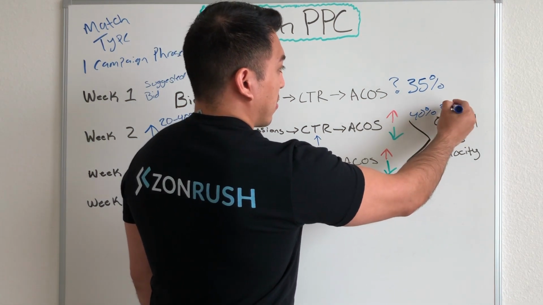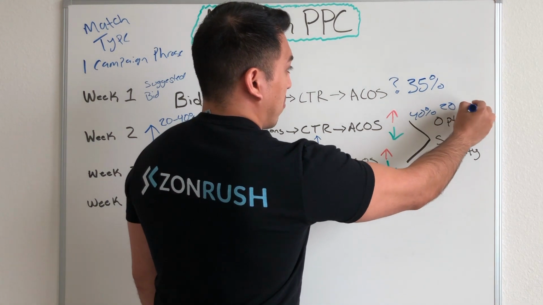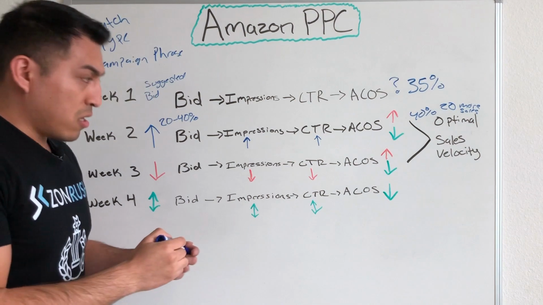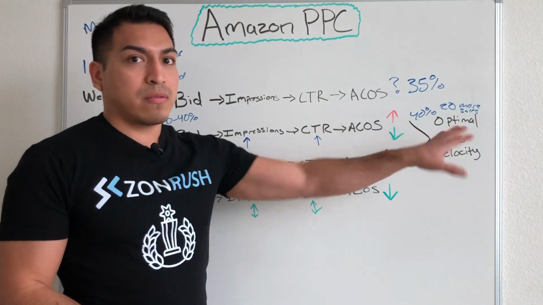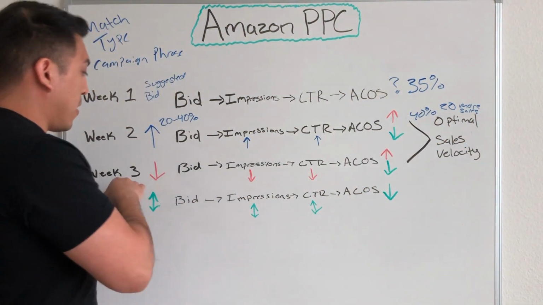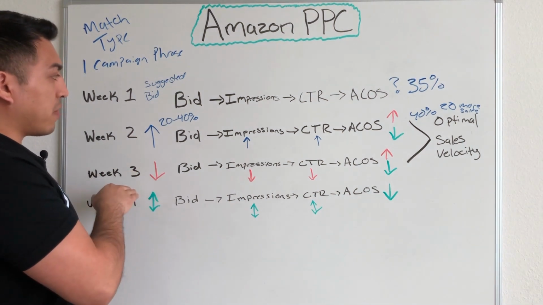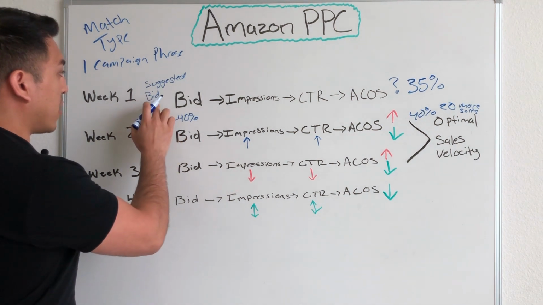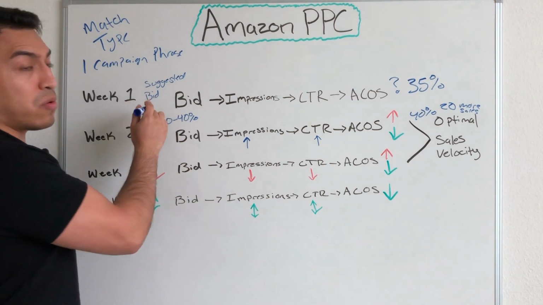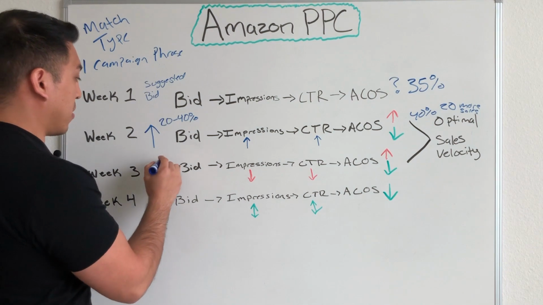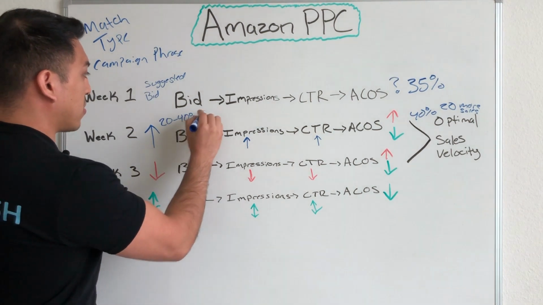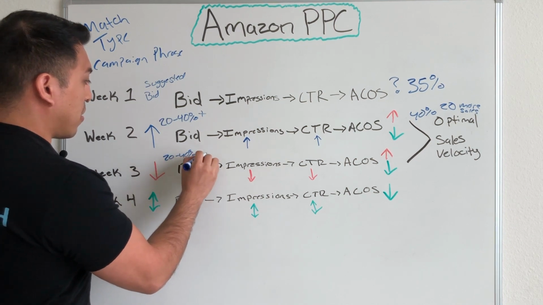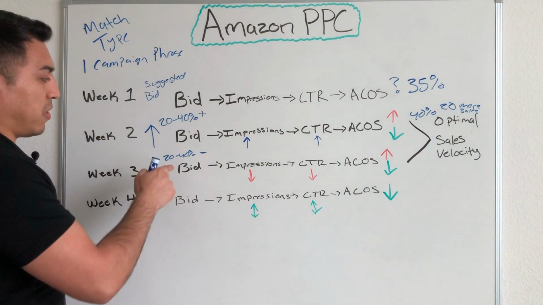But you got 20 more sales. Okay, so let's just leave that as is for now. Now, for week 3, you're gonna wanna lower your bid 20 to 40% below Amazon's suggested bid. So this is plus suggested, now this is 20 to 40% minus the suggested bid, okay?